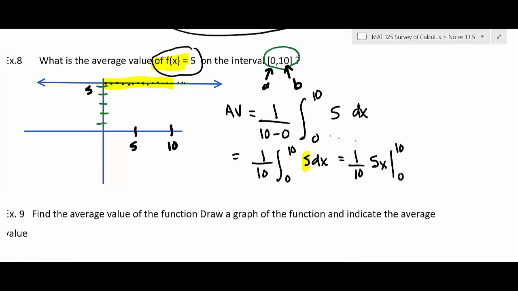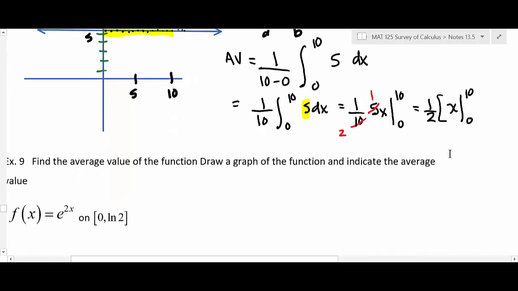Now there's more than one way to do this, but to me what's obvious is just reduce that to a half. So what we'll have then is 1/2. And then we're going to evaluate the antiderivative, which after you simplify is x, from 0 to 10. That constant, you don't have to evaluate, you just bring it out.